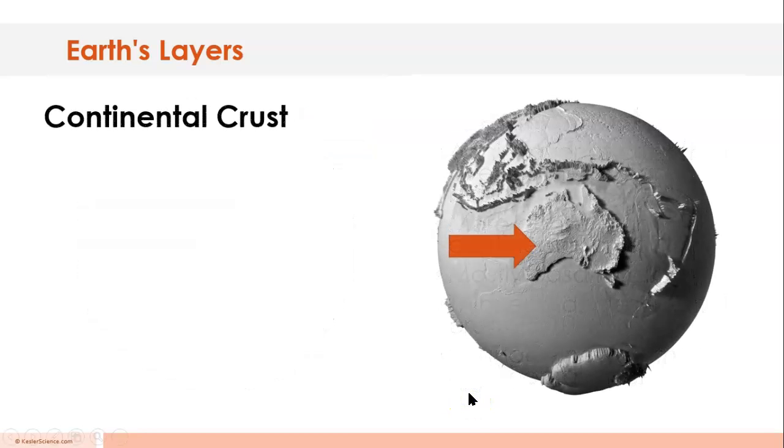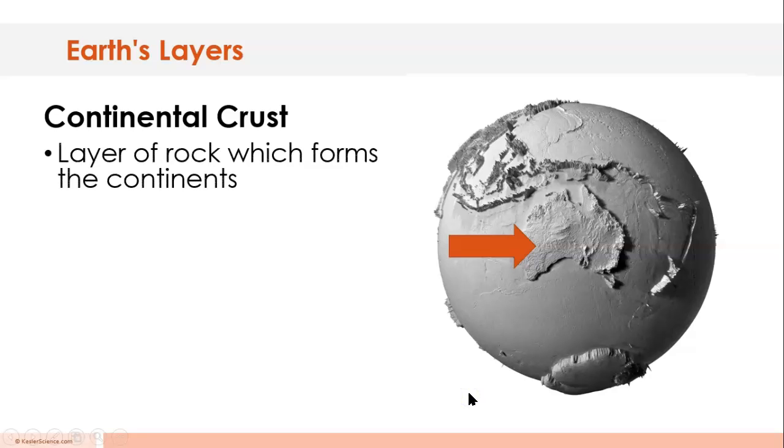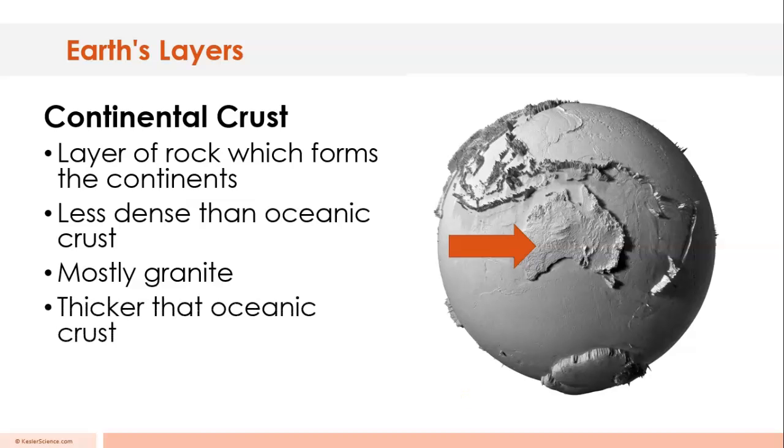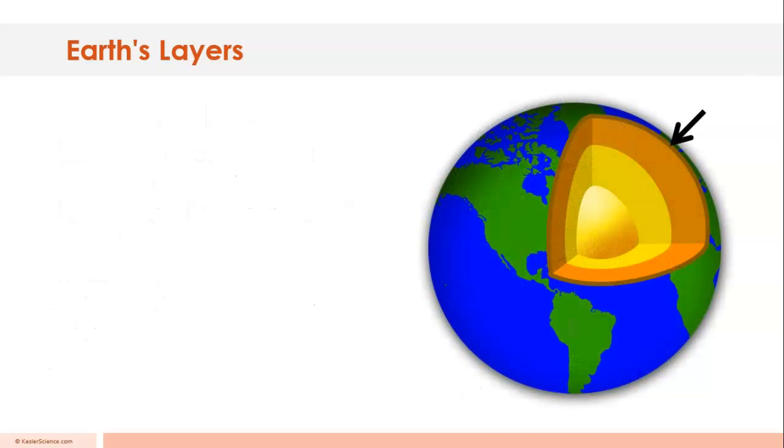All right, the continental crust, that is a layer of rock that makes the continents. For instance, the arrow here is pointing to the continent of Australia. We can see it sticks up above the oceanic crust. It is less dense because it is expanded more to make it thicker. It is mostly made up of the rock granite, although certainly lots of other rocks as well, but mostly granite. And it is thicker than the oceanic crust, as well as being older than the oceanic crust. Thicker because it's not being crushed by ocean water on top of it, right?